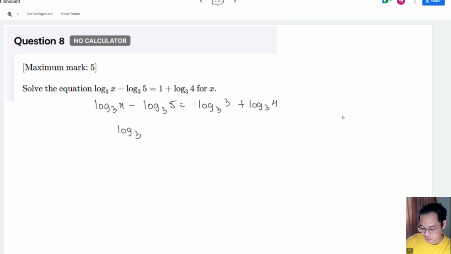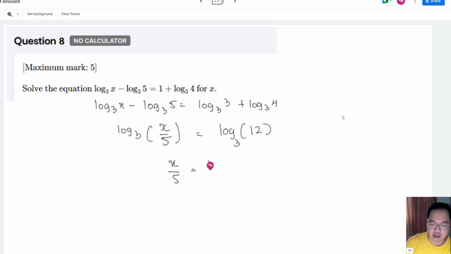Log x minus log 3, x over 3... Log x minus log 5 is equal to log x over 5. Exactly. Yes, that one. And on the right, you can combine them. 3 times 4. No, that's not 3 over 4. 3 times 4, because here is the addition, log 3 plus log 4, huh? Yeah. So now just let the two terms equal to each other, meaning x over 5 equal to 12. Exactly. So 12 times 5 is 60. Correct. Well done.